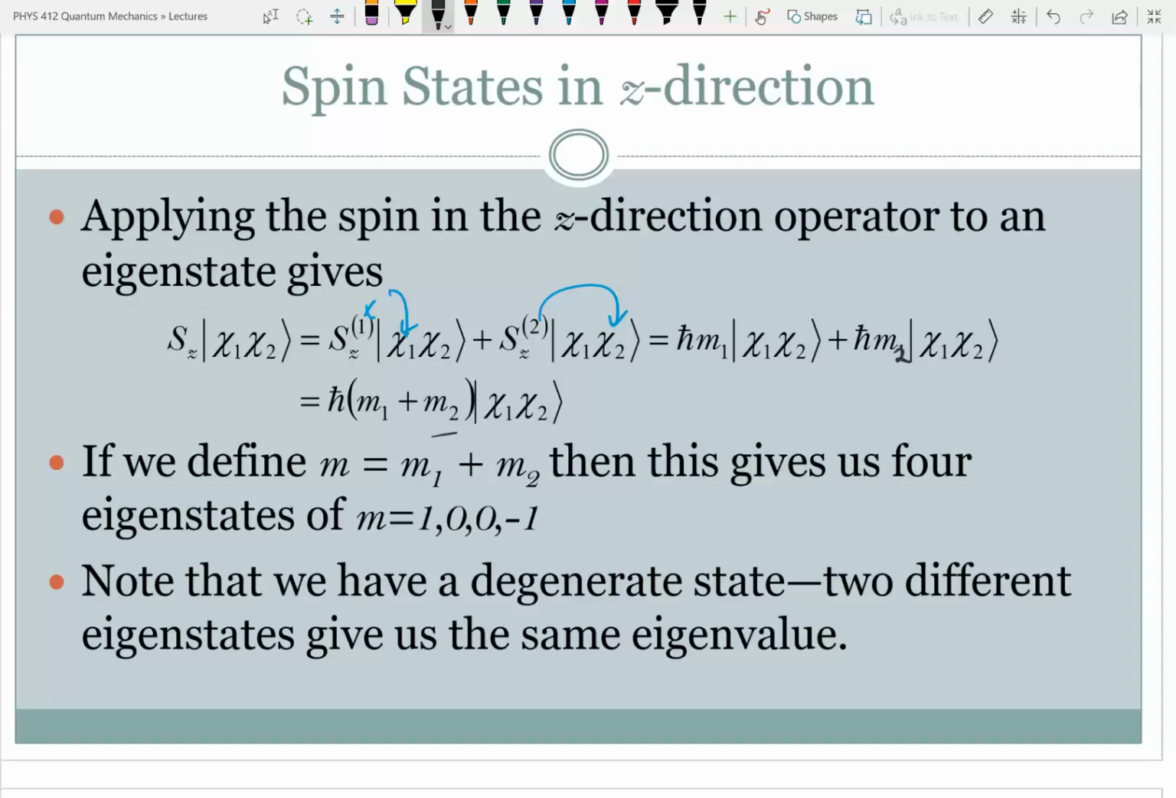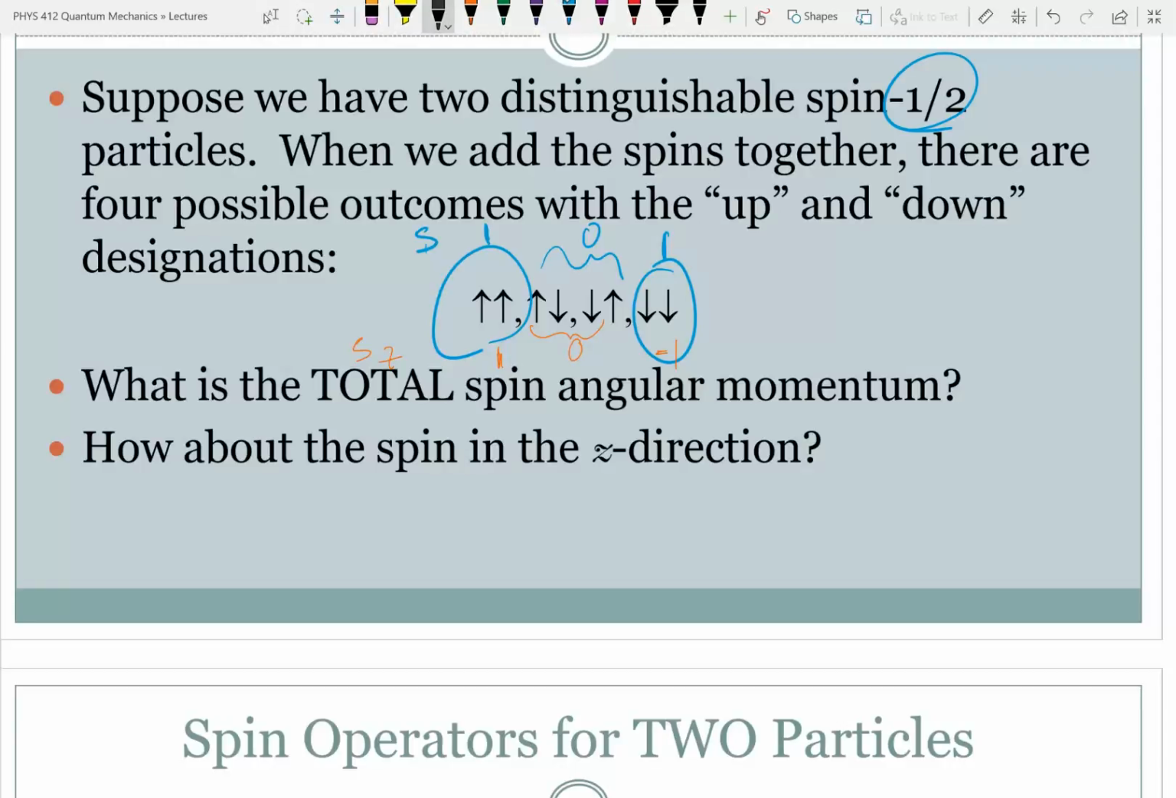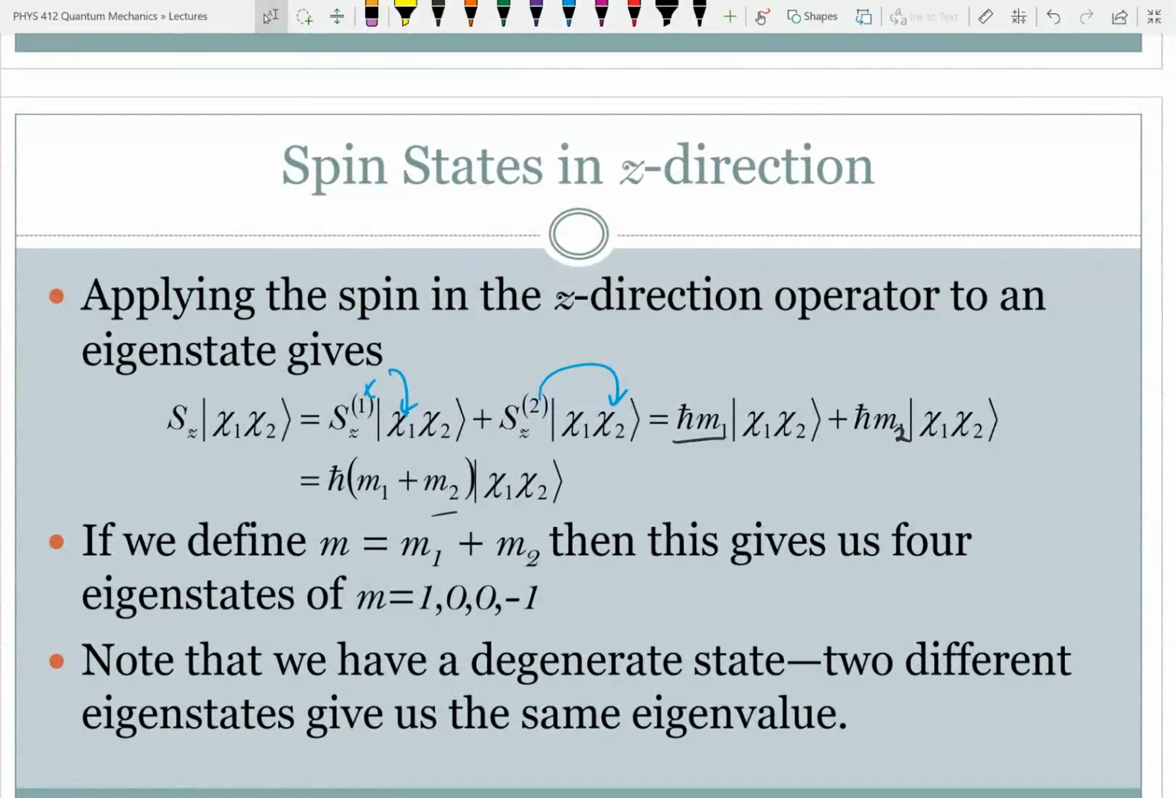So on the first particle, our eigenvalue equation says that it's h bar m1 times chi1 and chi2. Second one, h bar m2 times chi1, chi2. And so the total angular momentum in the z direction is indeed just m1 plus m2. So what we did here was exactly right for the S sub z's: 1, 0, 0, and minus 1. That was easy.